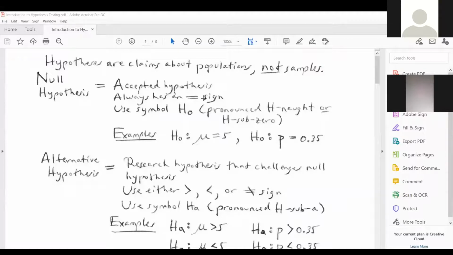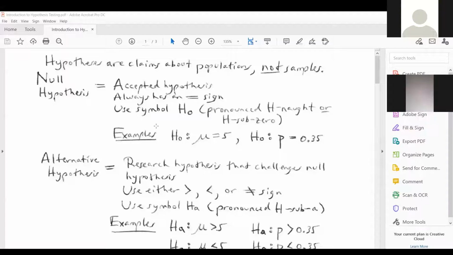Now, when we actually write these hypotheses, number one, we have to know that the hypotheses are claims about populations, not about samples, all right? So as she mentioned, we're going to use the sample to test a claim about a population, basically the null hypothesis, whether there's enough evidence to reject it or not enough evidence to reject it, all right? And when we do reject the null hypothesis, we're going to end up going with the alternative, the competing hypothesis.